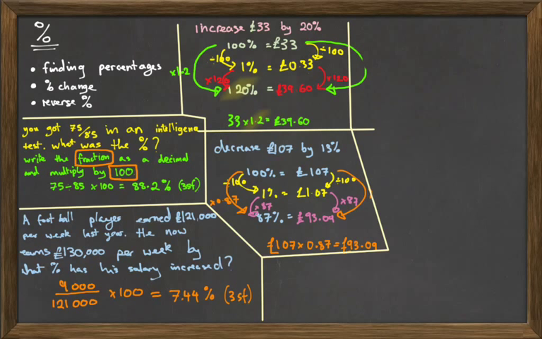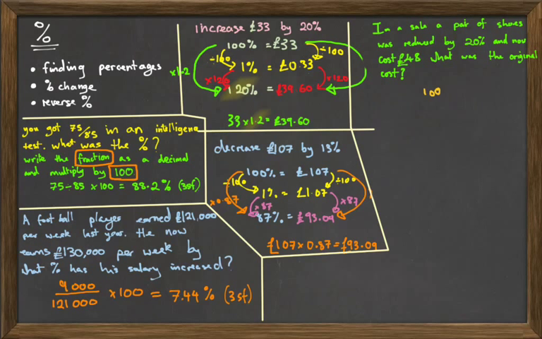Okay. Two questions now which talk about reverse percentages. These are going to be so similar to the questions we've just done. But the problem is just working out what the question is asking you and writing it down in maths. So, in a sale, a pair of shoes was reduced by 20% and now cost £48. What was the original cost of the shoes?